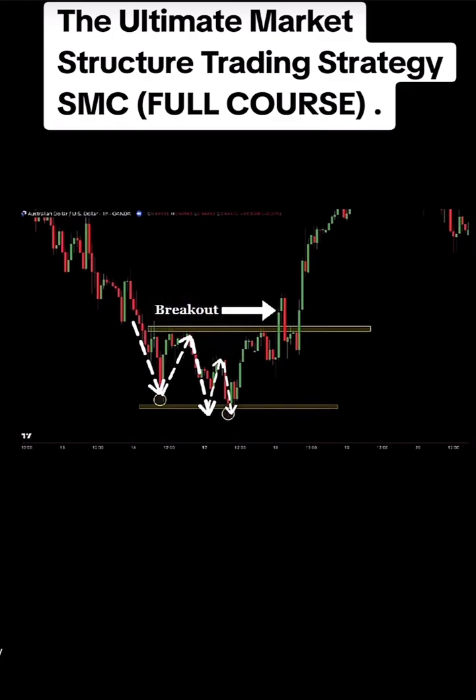Once price breaks above the neckline, buyers take control, confirming the reversal into an uptrend. A double bottom shows that sellers were in control, but buyers defended the same level twice, signaling strength. Once the neckline breaks, the market structure shifts from a downtrend to an uptrend.